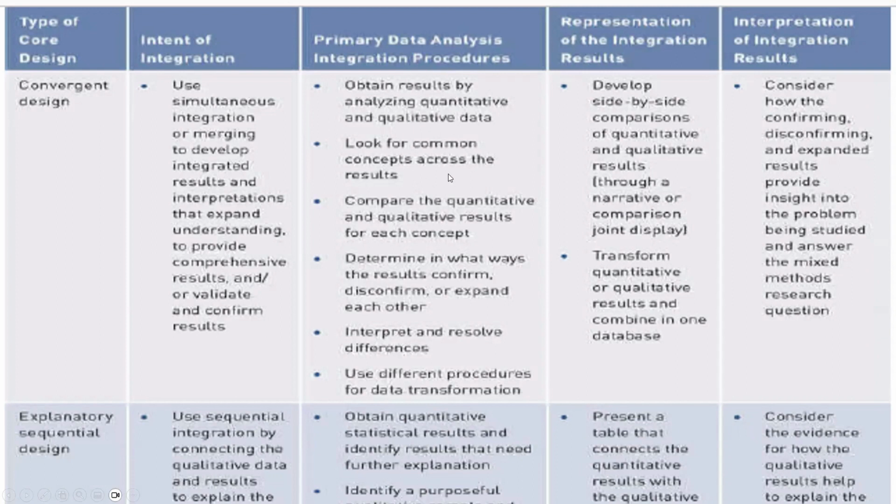Look for common concepts for both qual and quant. Compare the quant and qual for each concept. Determine in what ways the results confirm, disconfirm or identify the result. Interpret and resolve differences and use different procedures for data transformation. So you have to identify how common things are coming or different things are coming and why that is coming.